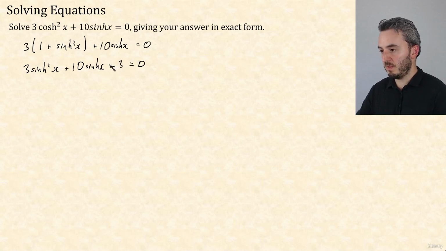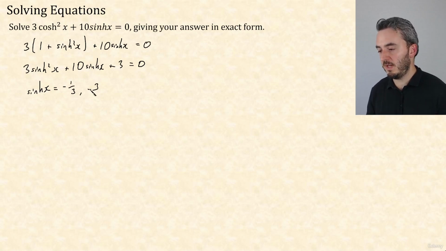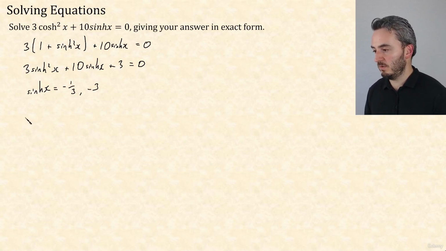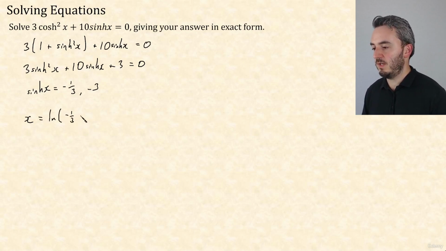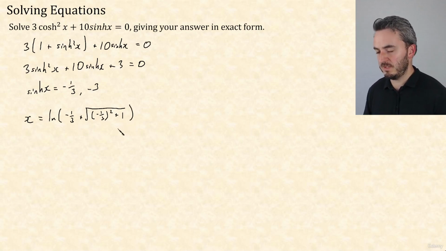Solving this one, what do we get? 3, 10, 3. We get sinh x is equal to minus a third or minus 3. And sinh x does take all values, so both of these will be valid. We just need to use the equation for our arsinh, which is ln of x plus, well, we'll do each one in turn, minus a third plus the square root of minus a third squared plus 1.